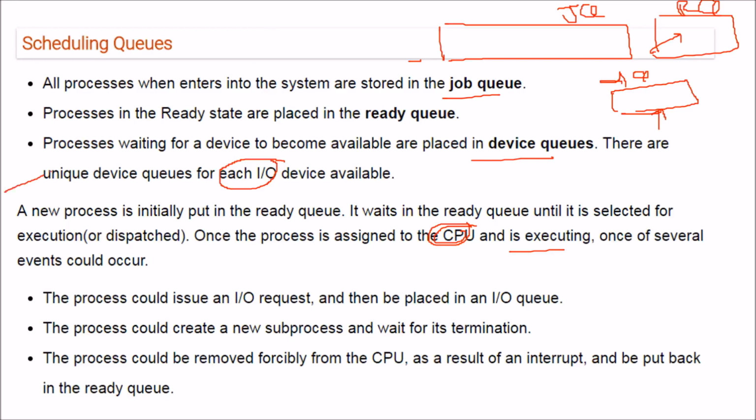First, the process could issue an IO request and then it will be placed in the input-output queue. The process may create a new sub-process and wait for its termination. Or the process could be removed forcibly from the CPU, which may be the result of an interrupt, and it will be put back again in the ready queue.